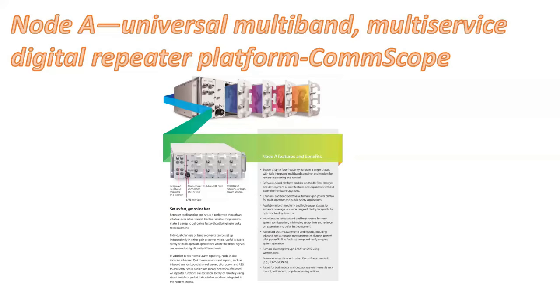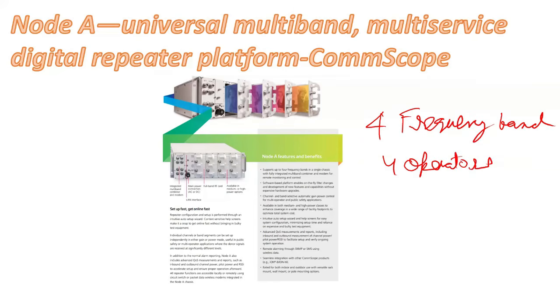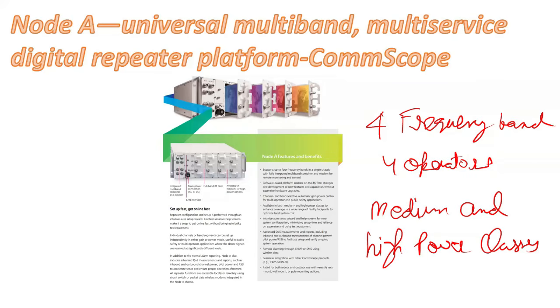So here is one example of repeater, the example of Node A, coming from CommScope. The picture is taken from the internet. It has various features, but two important features I like are that it supports up to 4 frequency bands, or it can support 4 operators, and it is available in both the medium and high power class. So this is one example of repeater Node A from CommScope.